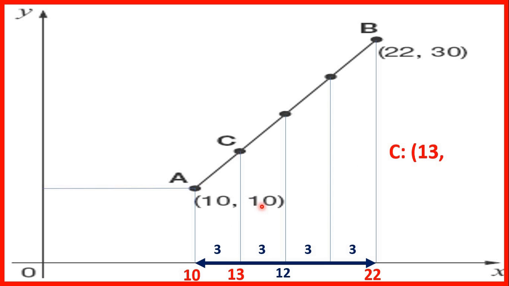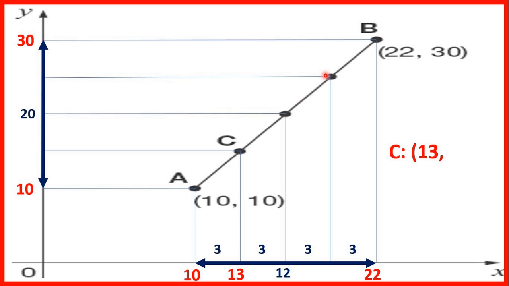And then A has a y-coordinate of 10 and B a y-coordinate of 30. So that's a total difference of 20, but again we've got these 3 points in between. So that gives us 5 jumps and a difference of 20, so we'll have a difference of 5 as we go from one coordinate to the next, because 5 plus 5 plus 5 plus 5 is 20, and that's the difference between A and B. So the y-coordinate for C will be 5 more than 10, so that's 15.